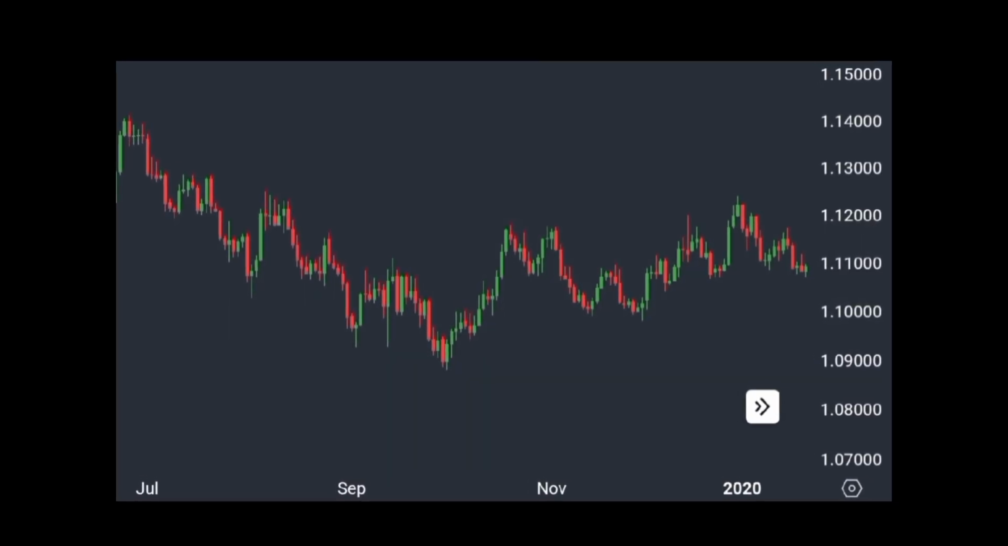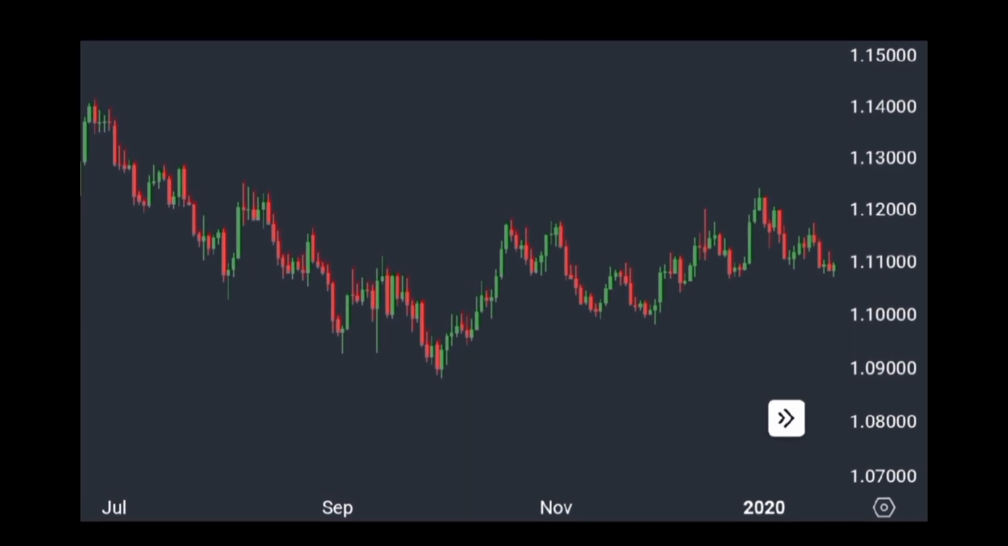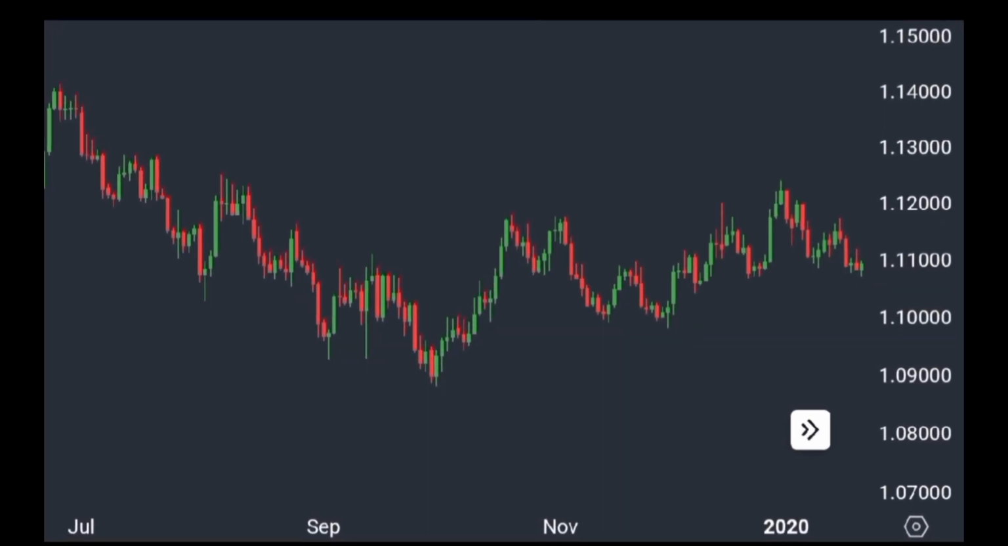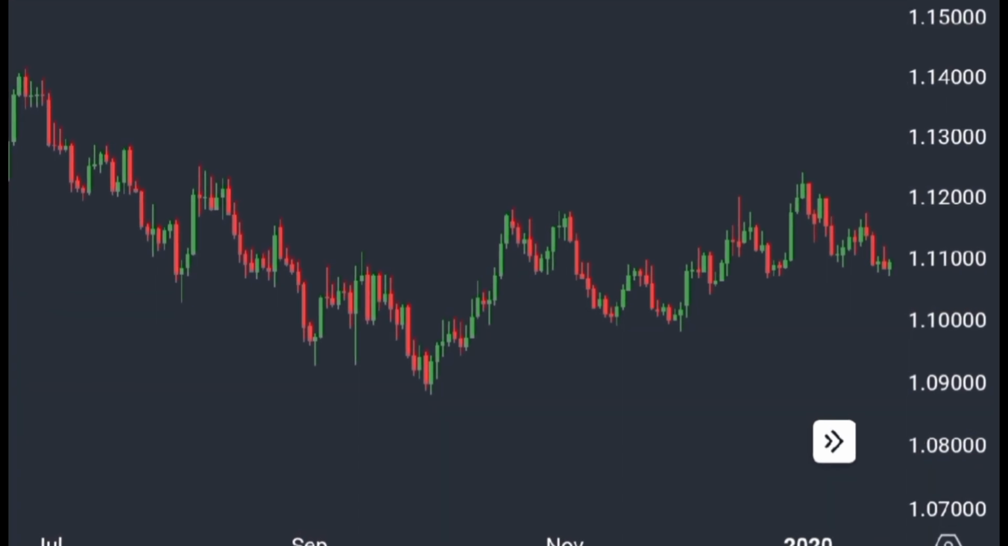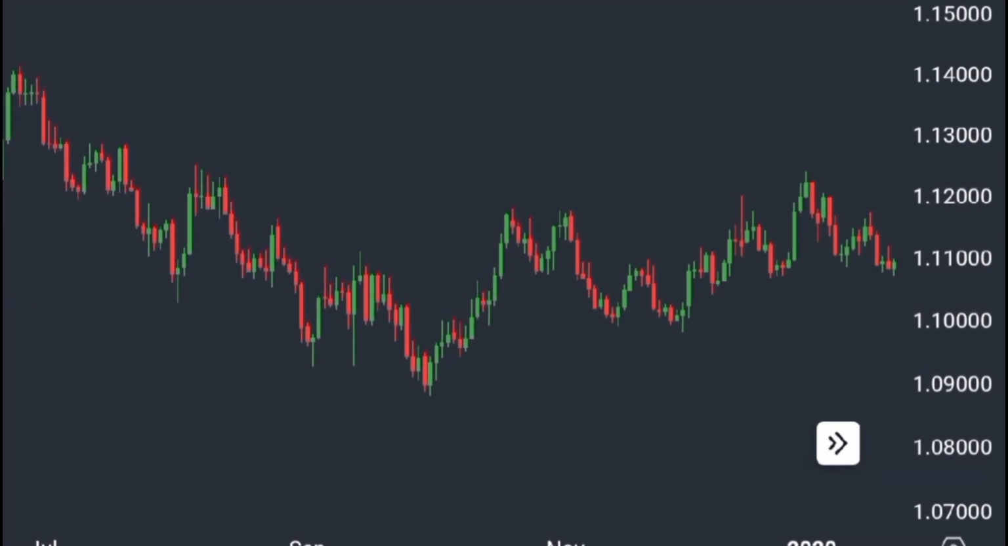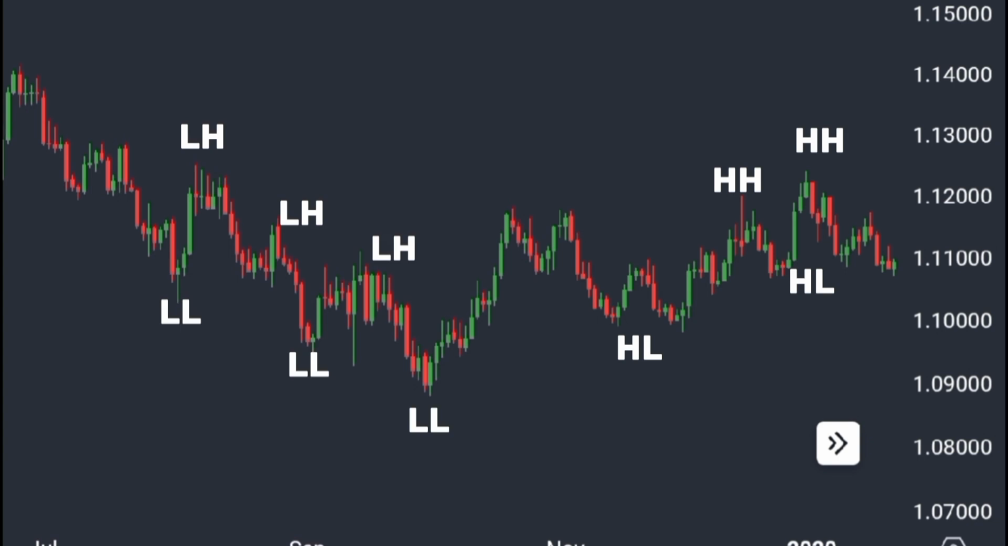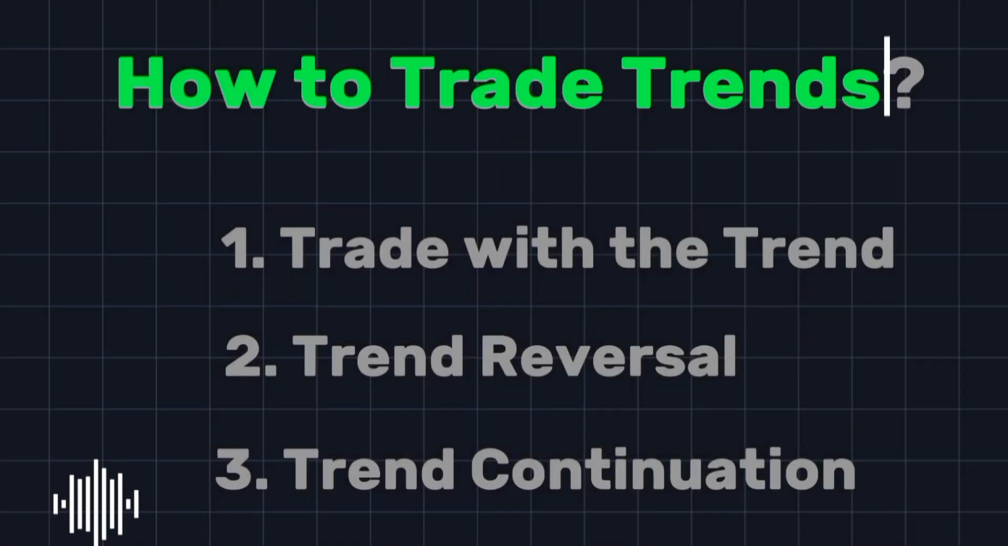Using price action, trends can be identified by analyzing the price movement on a chart without relying on indicators. Traders look for patterns, such as higher highs and higher lows in an uptrend, or lower highs and lower lows in a downtrend. How to trade trends.